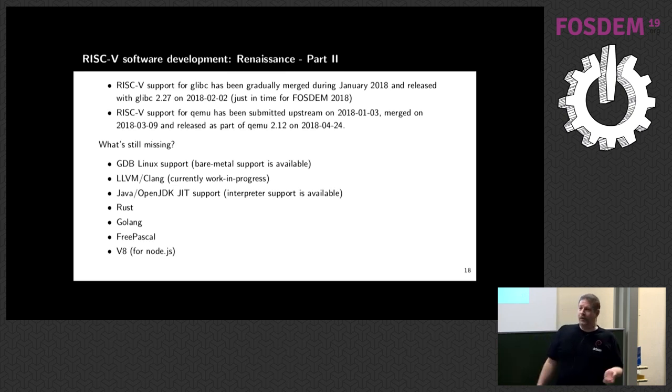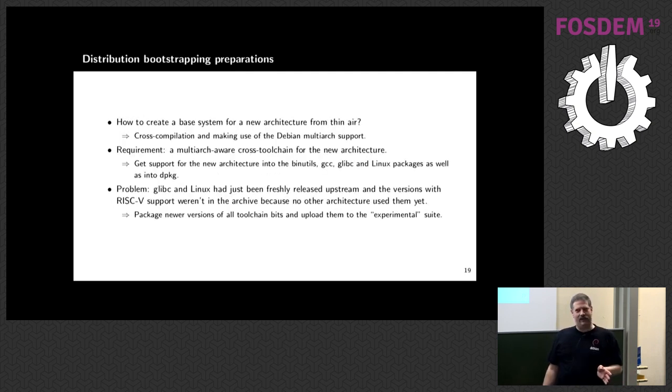So now we have compilers, we have binutils, we can build code, we can build packages. But we're starting from scratch. We have nothing for the RiscV architecture. So how do I get a distribution from thin air where I have nothing? Well, I need a cross-compiler. So I run a compiler on a PC, but generate code for RiscV.